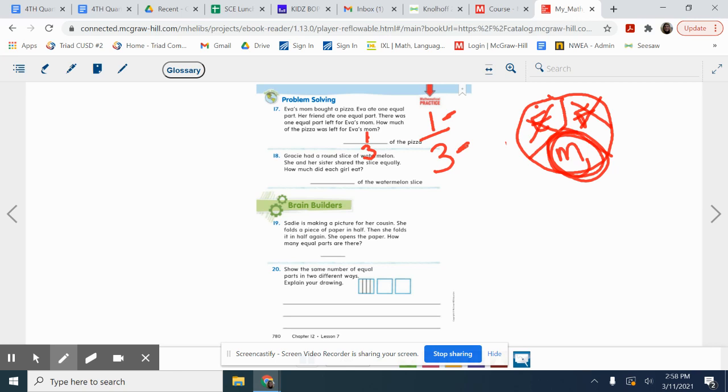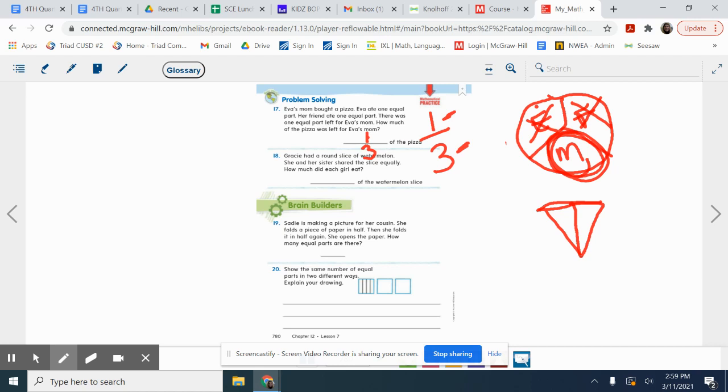Look at number 18. Gracie had a round slice of watermelon. She and her sister shared the slice equally. How much did each girl get? So let's just take a slice of watermelon that normally looks like a triangle, I would say. And it says they shared it equally. So that means there are 2 girls and they share it equally. So that means there are 2 halves to that watermelon.